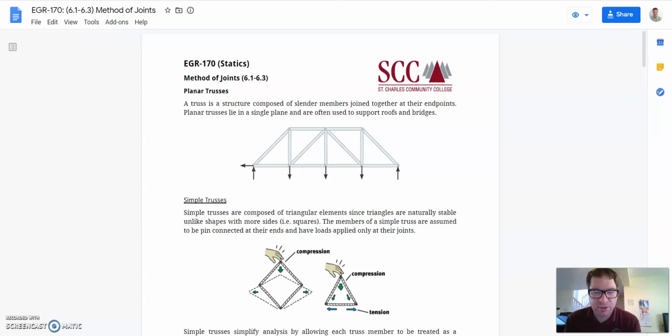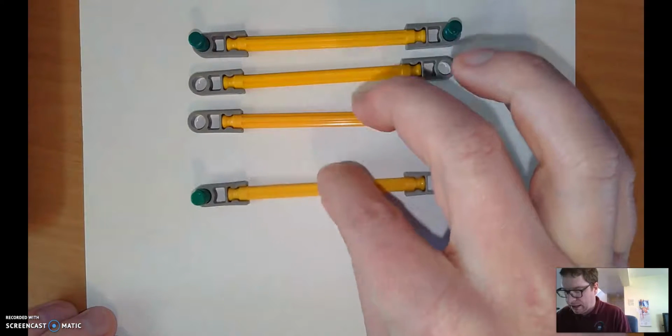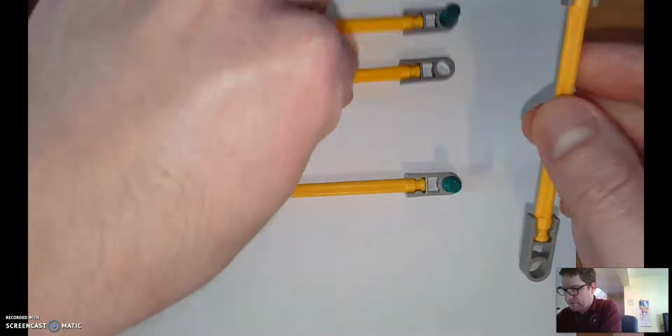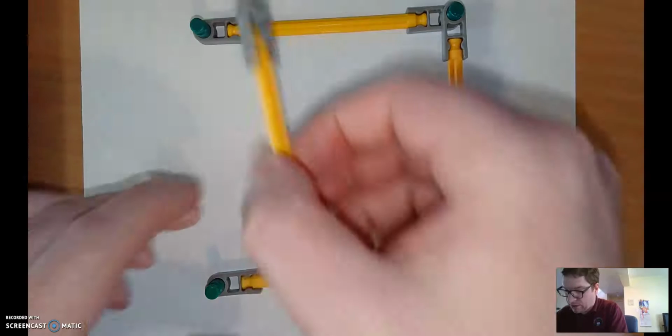In this video, we will be introducing the method of joints and some concepts you'll need to solve problems using the method of joints. So the method of joints is used to analyze trusses. Trusses are structures composed of slender members. And so I have an example of a truss over here on the document camera. You can see we have four slender members represented by these connects, and I can connect them with one another to form a square truss.